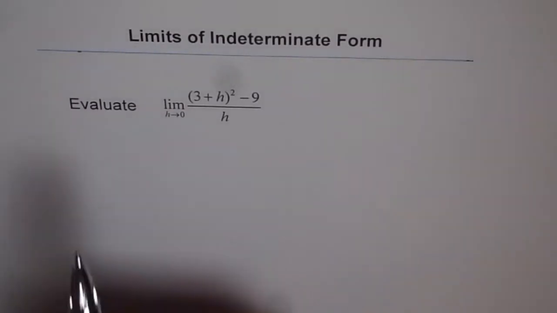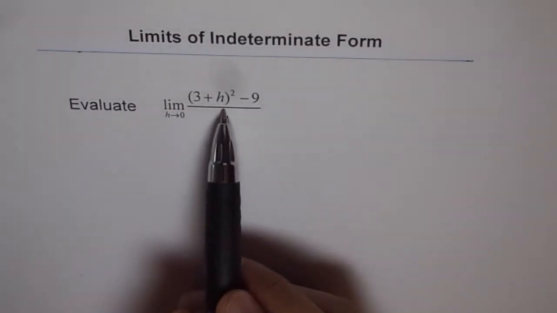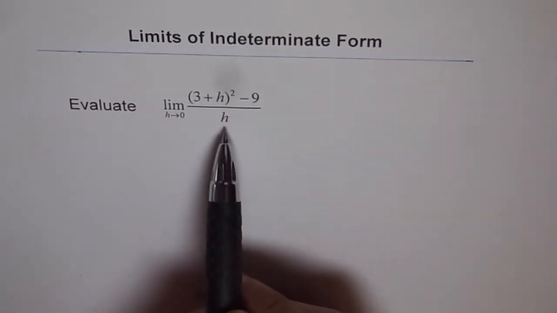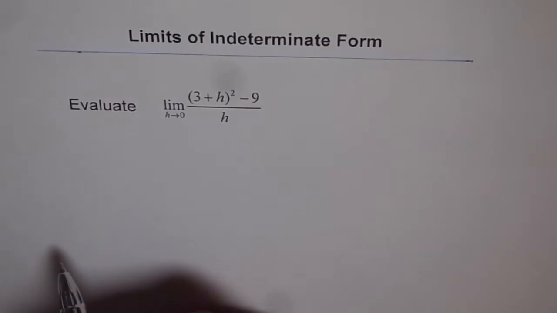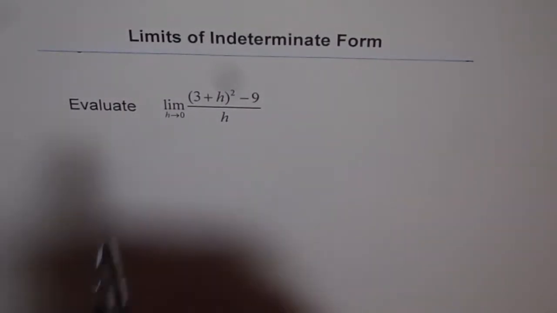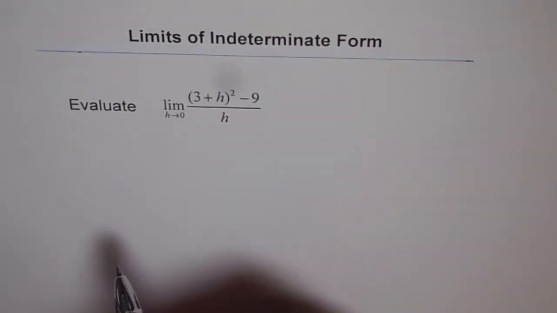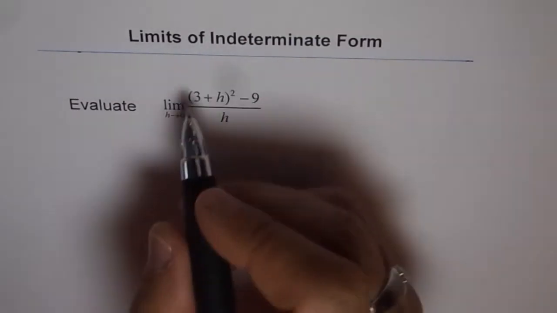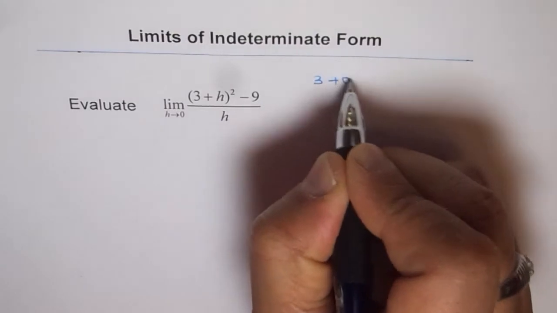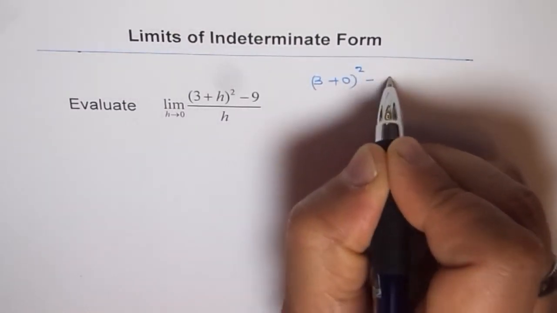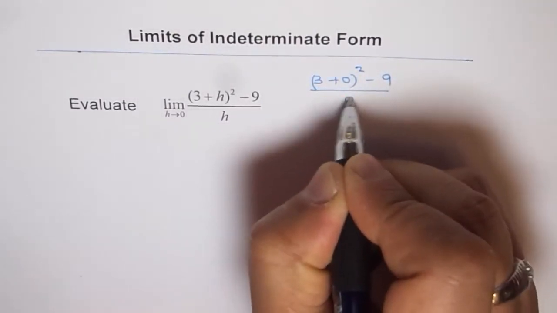Evaluate the limit of the function (3 plus h) whole squared minus 9, divided by h, as h approaches 0. Now let's check what happens when we place h equals 0 here. Do we get the limit? So if I do that, I get (3 plus 0) whole squared minus 9 over 0, right?